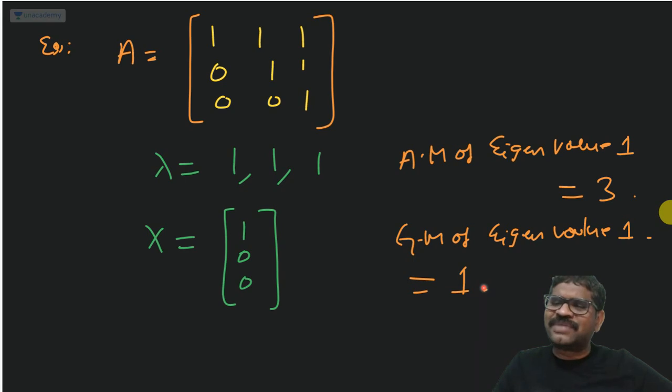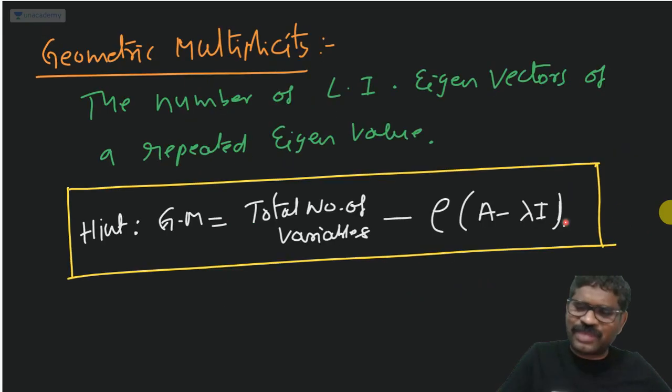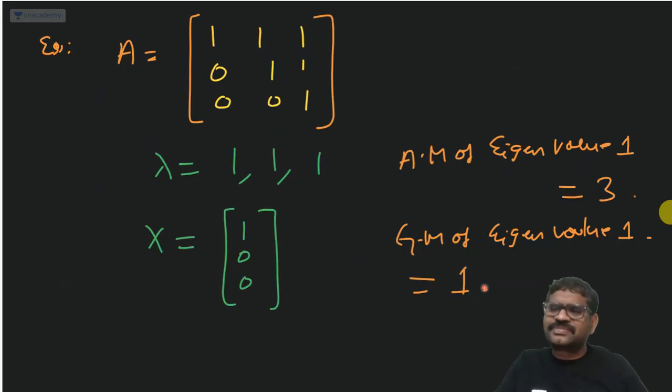Hey, Himanshu, free variable is not giving the number of eigenvalues. I have mentioned clearly: total number of variables minus rank of A minus lambda I. Free variables give you geometric multiplicity. Geometric multiplicity gives you an idea about the number of independent eigenvectors for the repeated eigenvalue. Understood?